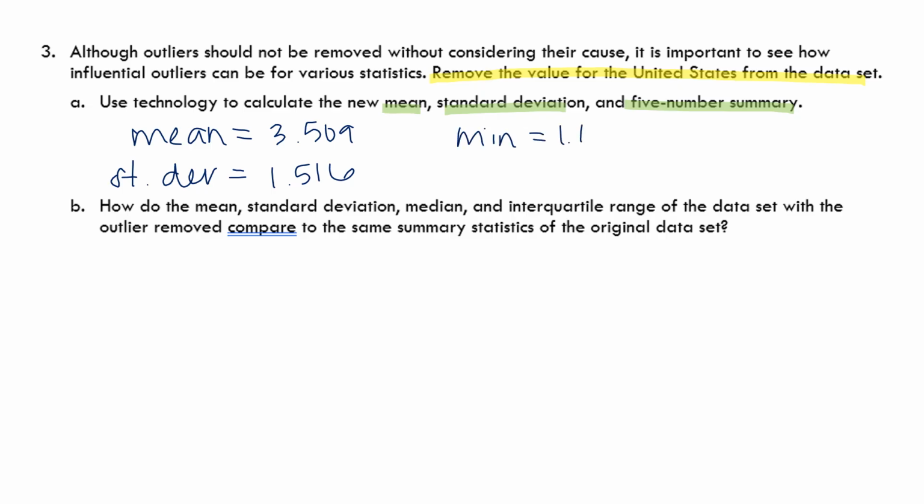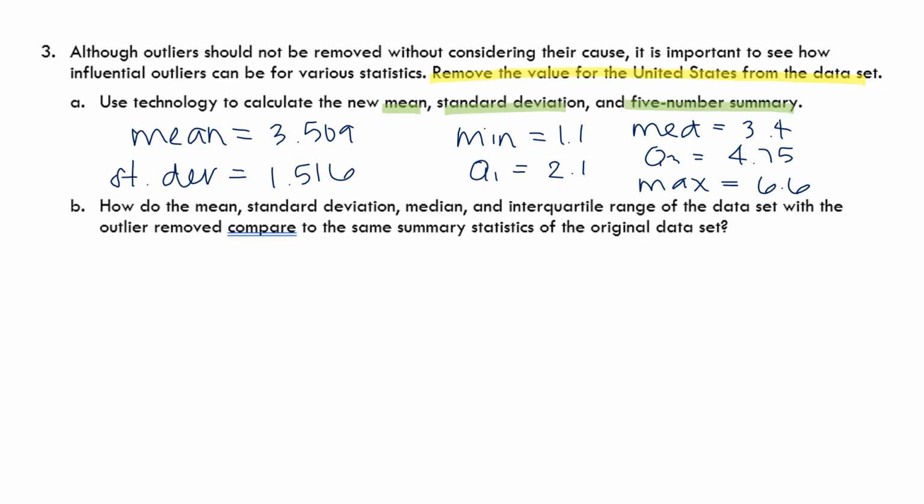My first quartile also stayed the same at 2.1. The median is almost exactly the same, but changed ever so slightly to 3.4. And the third quartile is now 4.75. And obviously, since I removed the outlier, the maximum is no longer 9.8, but it is now 6.6.